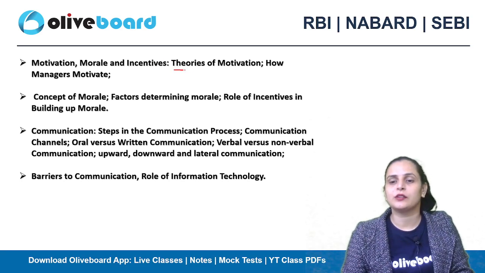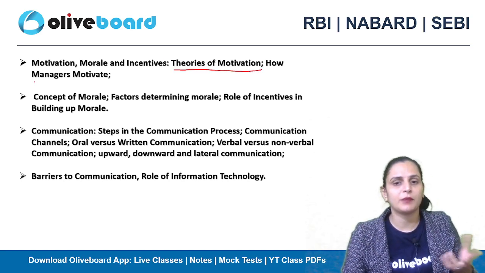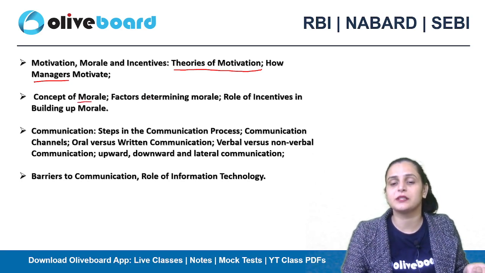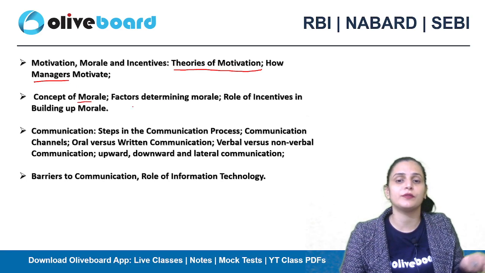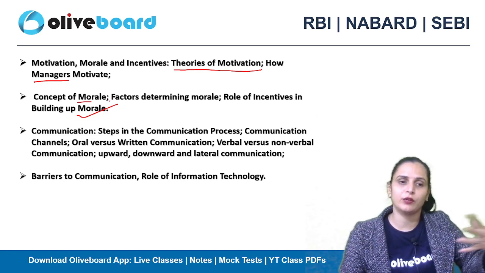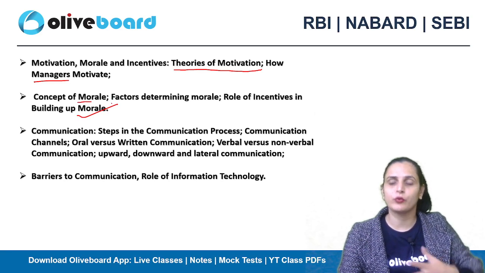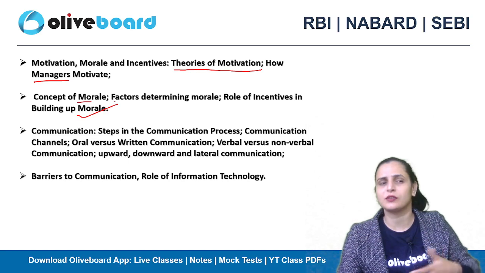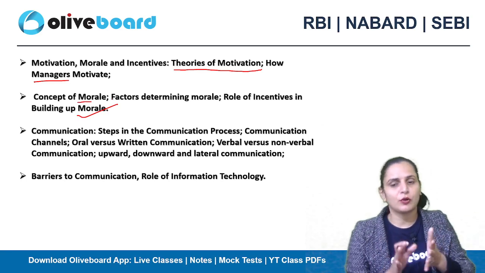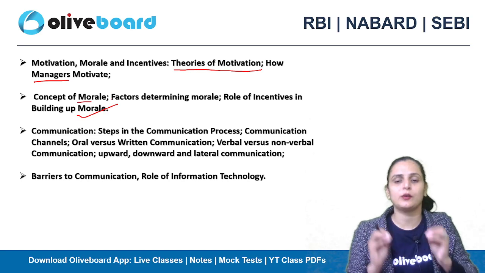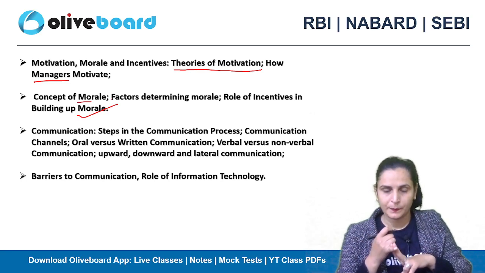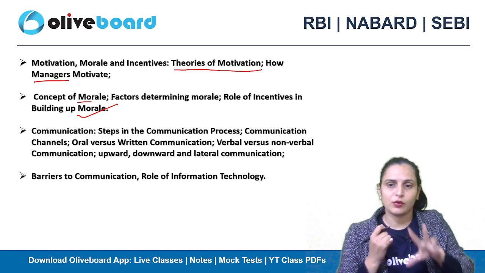Then it will include all the theories related to motivation and how managers motivate the subordinates working under them. We'll discuss the concept of morale, the factors that can determine morale, and the role of incentives in building up morale. Incentives play a very important role if we are only thinking about the remuneration factor. Other than that, most subordinates or employees in an organization also think about status, standard, and other resources. We'll discuss how all these things are differentiated. So this part will be covered here. And other than that, I'll give you an MCQ set also so that you will be capable of covering all these portions well.